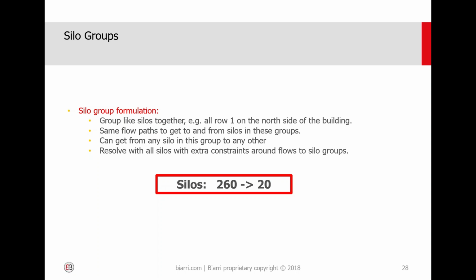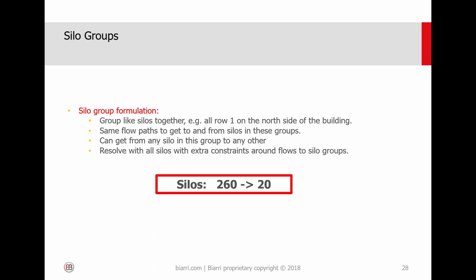It was something along the lines of being able to group all of row 1 on the north side of the building together as a group of silos and manage that as a whole. And you get the same flow paths to get to and from silos in these groups. So you simplify that arc network, and you can get from any silo in this group to any other without having to worry about moving it around as part of the network optimization problem. And you re-solve with all silos with extra constraints around flows to silo groups. So you imagine what we're doing is treating this almost like an island, and then we have the original problem surrounding that from the beginning. The impact: phenomenal. It dropped the number of silos under consideration from 260 to 20.